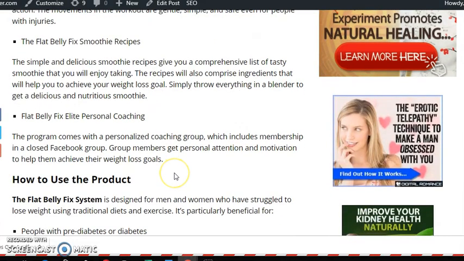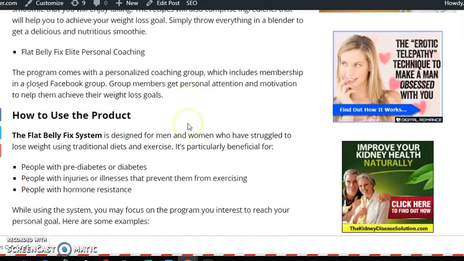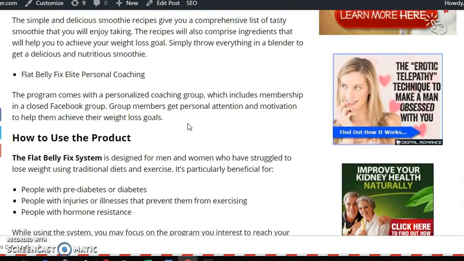And besides this, the program also brings you personal coaching. First, you can join a closed Facebook group. In this group, there are 1,000 people on this program. Not only can you access all these members, but the coach will also be there once a week, or if you need, maybe daily. You can ask questions and ask for instructions on how to do your weight loss, to reach your weight loss goals.